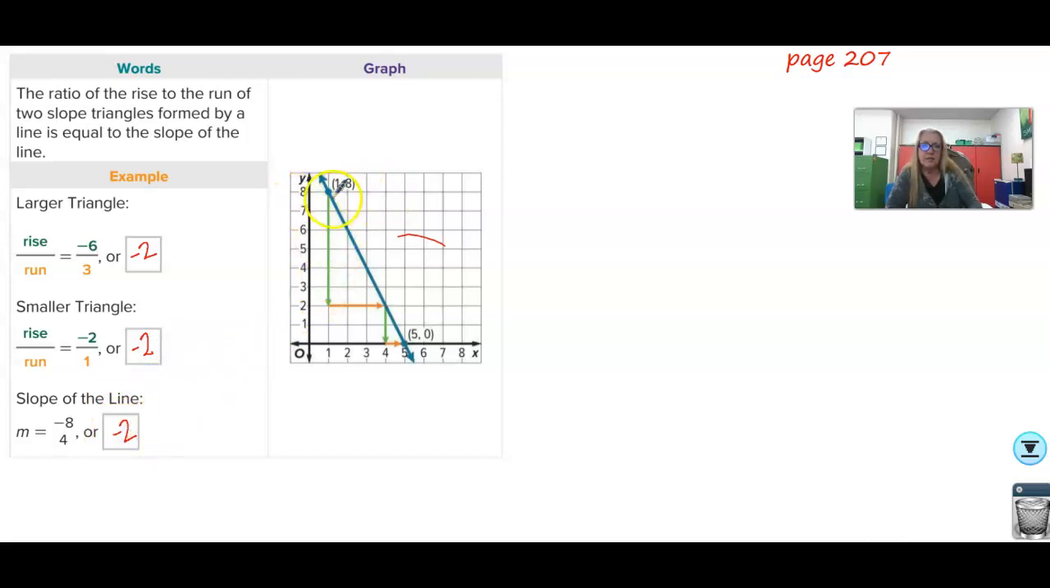Okay, and the slope is the same for this triangle as it is for this triangle. Now the segment is shorter in this one than it is in this one, but the slope stays the same.